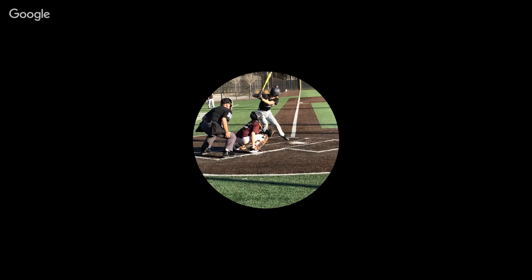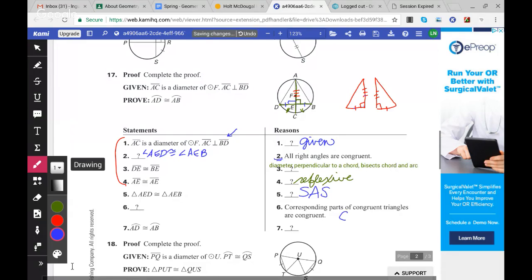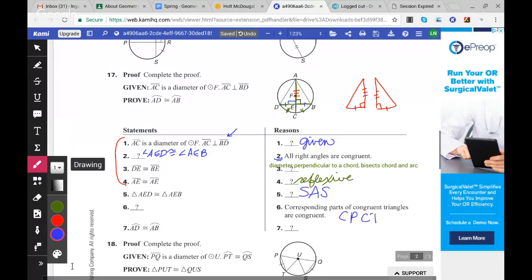C, C, C, C. Too many C's. C. What is it? CPCTC. There you go. So that's the same as number 6. I'm just showing you. Sometimes they write it out with all the words, but we just use the abbreviation.